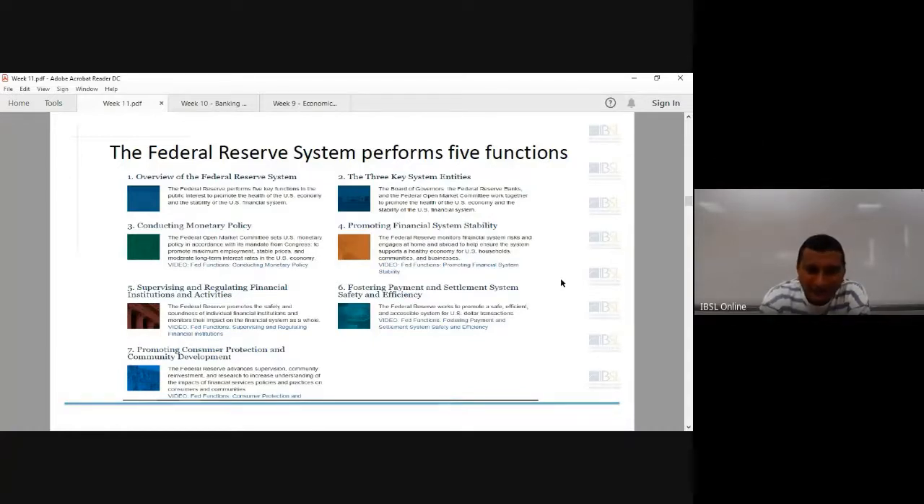So the FOMC sets US monetary policy in accordance with its mandate from Congress, that is Parliament in the case of Sri Lanka. And the objective of the mandate from the Congress to the Fed Reserve is that they are required to promote maximum employment. US Congress requires its Fed Reserve to make sure they promote maximum employment, stable prices, and moderate long-term interest rates in USA.